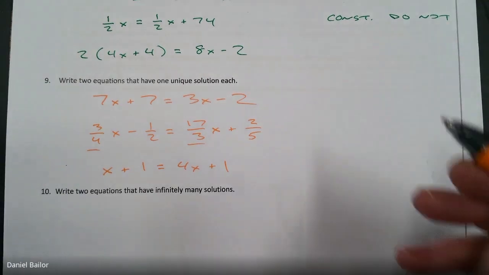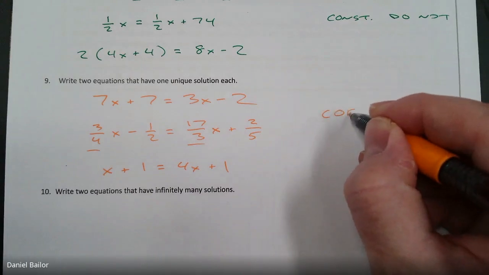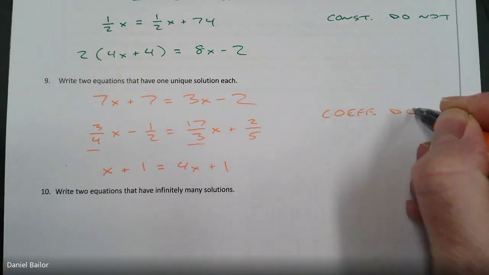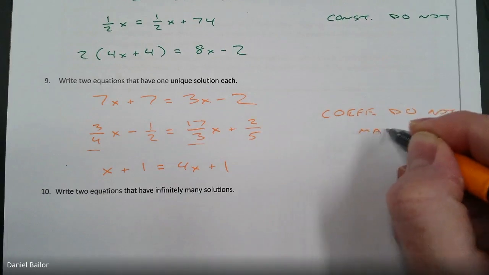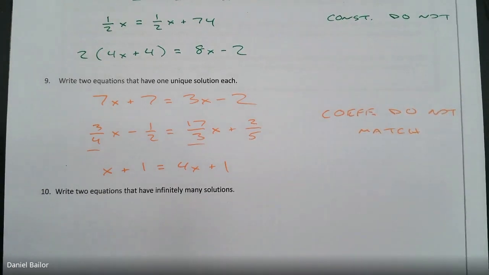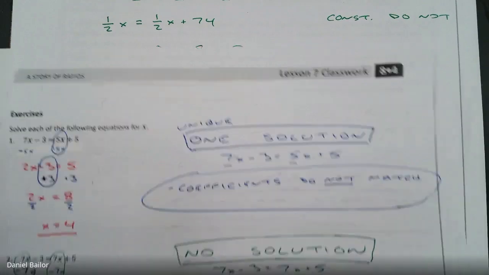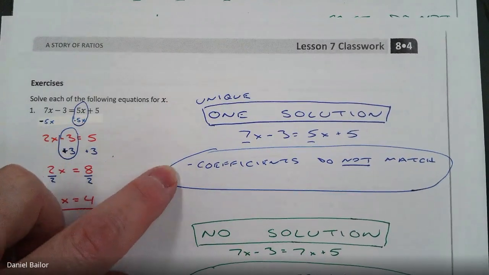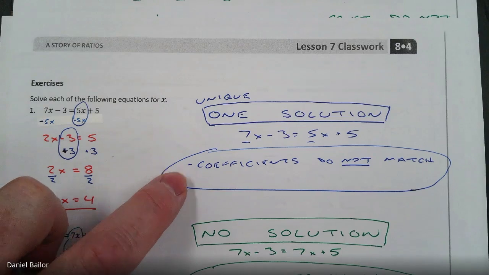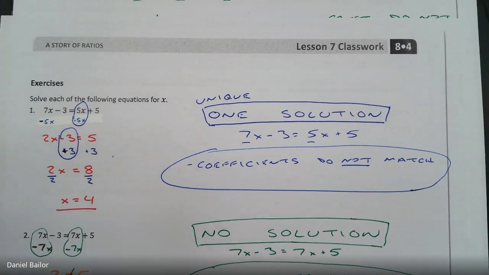Remember, the only rule for unique solutions is the coefficients do not match. The coefficients do not match. So remember, this coefficient is a 1. 1 and 4 do not match. It is one unique solution. Even if the constants match, if the coefficients do not match, it still works. Remember, for our rules, for one unique solution, the clue is only the coefficients. We don't care about the constants.